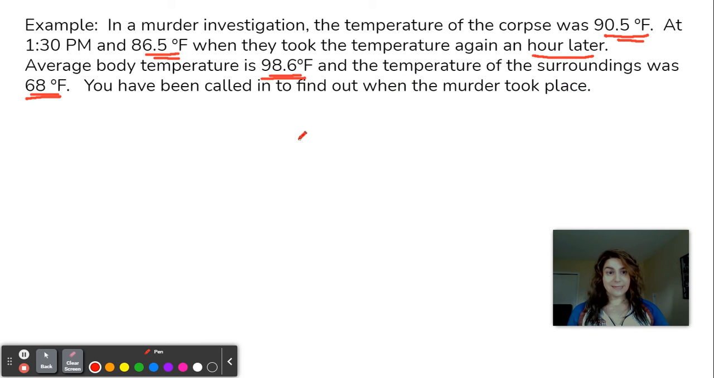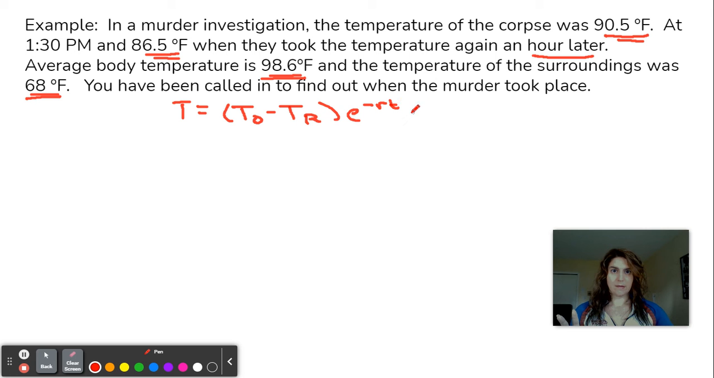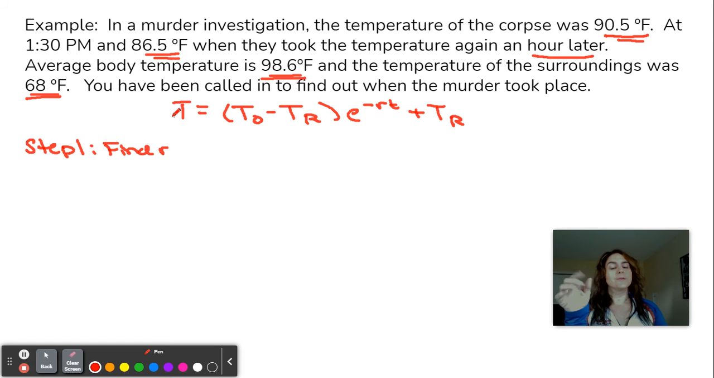So in this case, we don't have an R. So it's going to be a 2-step process. Let me write down the formula again. Okay, because I do need to find R. So step 1, we got to find R. All right, and we need to use all the information. So basically, if we want to find R, that means we need to know what T, T sub 0, T sub R, and little t, the time T, is for this.